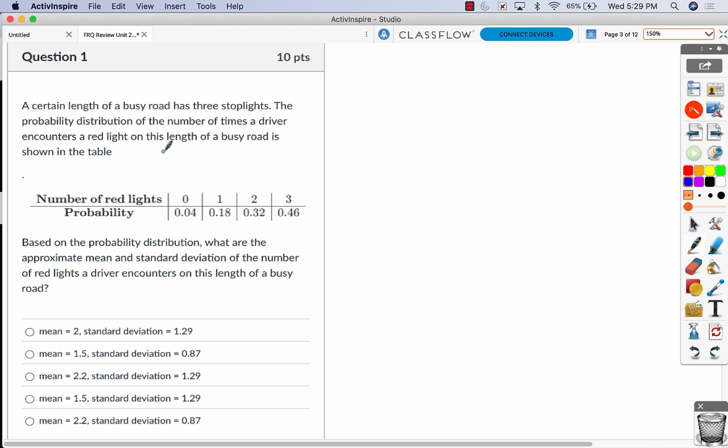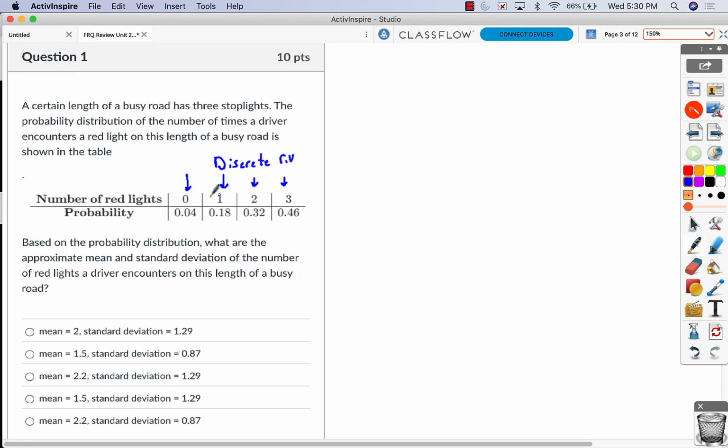So you could read the problem and they're saying, okay, the number of red lights that this driver encounters. There's probably 3 lights on this road. This means that he doesn't hit any of them. He hits one of them. He hits 2 of them. He hits 3 of them. This is called a discrete random variable, because you could see there's 4 possibilities.